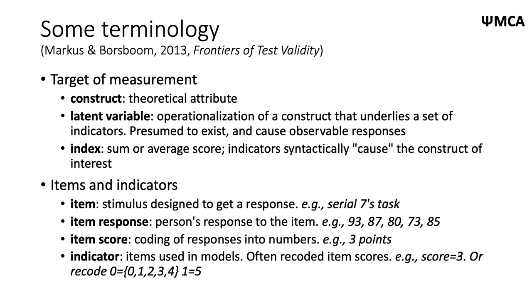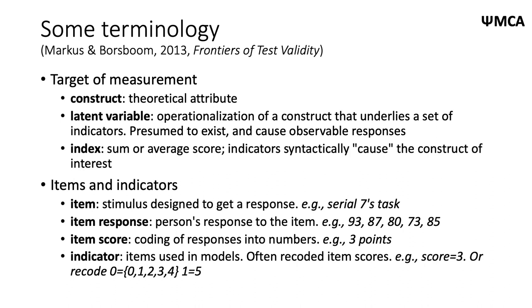But, you know, we may find that this item score is either horribly distributed or there are other issues with it. So we may further transform that score, or it's either horribly skewed or it's not exactly equivalent across data sets. So we may transform the item score to an indicator. The indicator is the representation of the item response in a model that we've got. So the indicator is the item used in models.